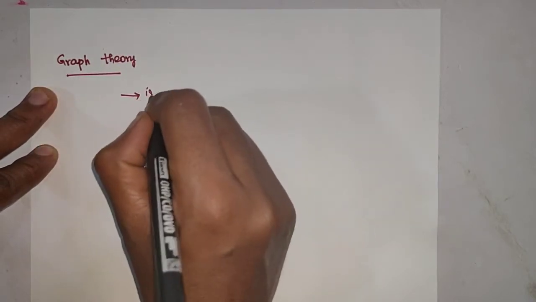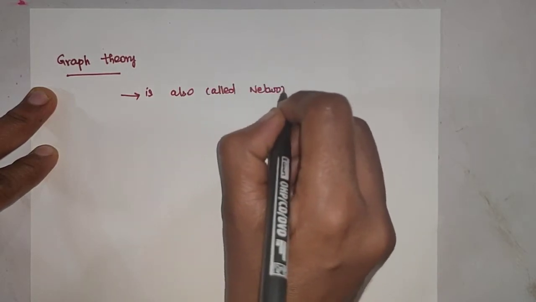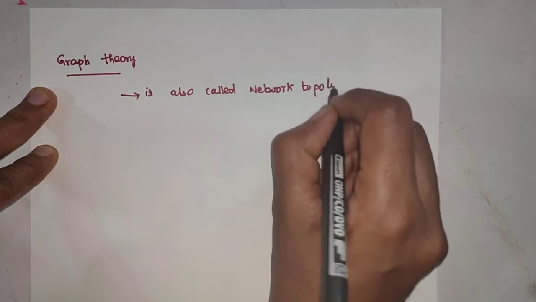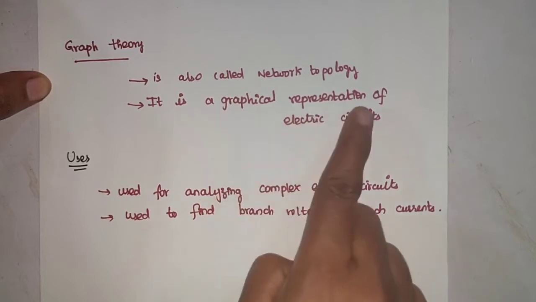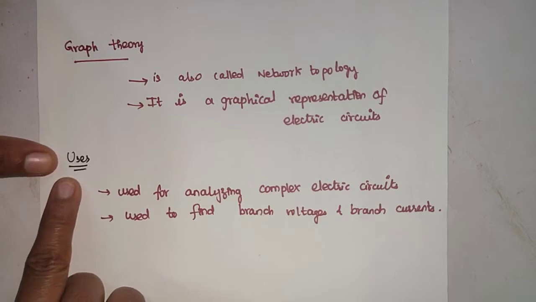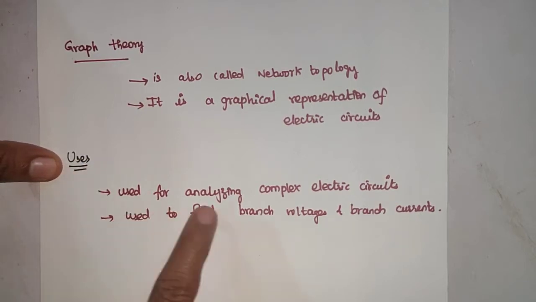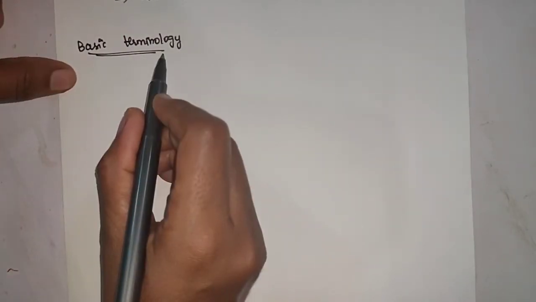First we see the definition of graph theory. What is meant by graph theory? Graph theory is also called as network topology. It is a graphical representation of electric circuit. Then we are going to see uses. Graph theory is used for analyzing complex electric circuits and then used to find branch voltages and branch currents.